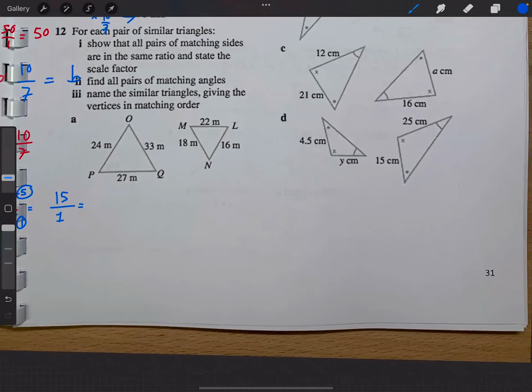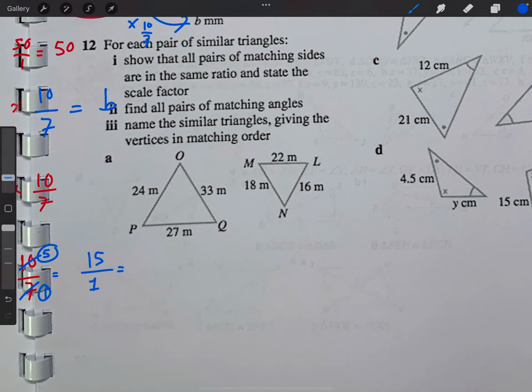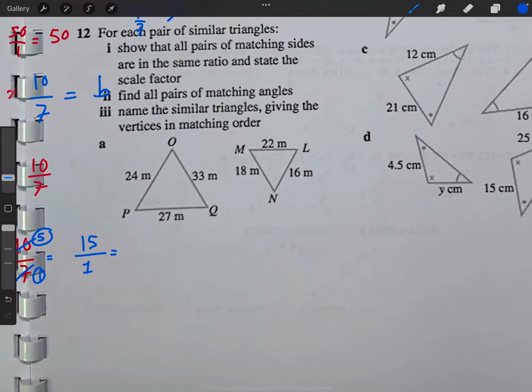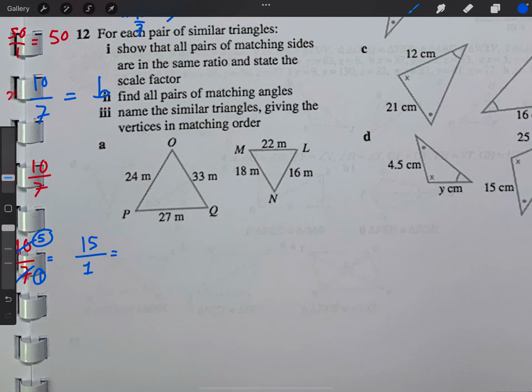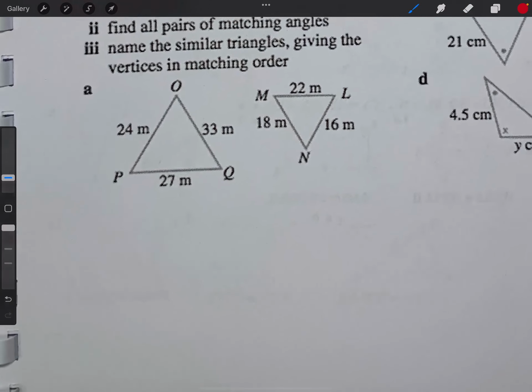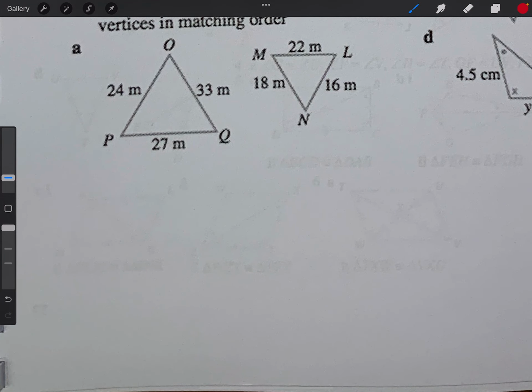Alright, next question. For each pair of similar triangles, show that all pairs of matching sides are in the same ratio and state the scale factor. Okay, so part 1. I'm going to rub out some of this stuff that is in the way. Okay, so let's find the matching pairs and so on.